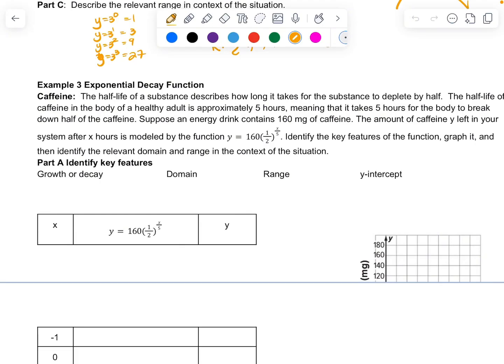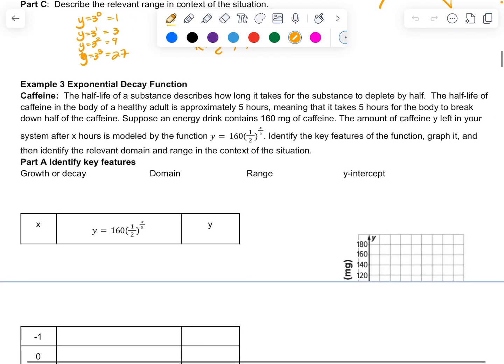Exponential decay. So the half-life means that it gets smaller by halves each time of a substance, describes how long it takes the substance to deplete by half. The half-life of caffeine in the body of a healthy adult is approximately 5 hours, meaning that it takes 5 hours for the body to break down half of the caffeine. Suppose the energy drink contains 160 milligrams of caffeine. The amount of caffeine y left in your system after x hours is modeled by this right here. Identify the key features of the function and then graph it.